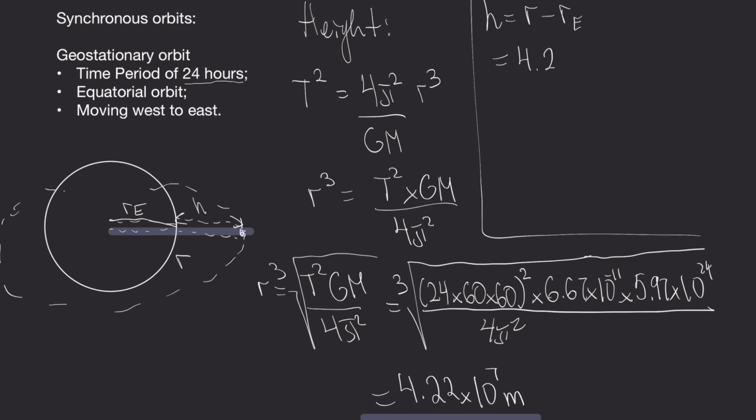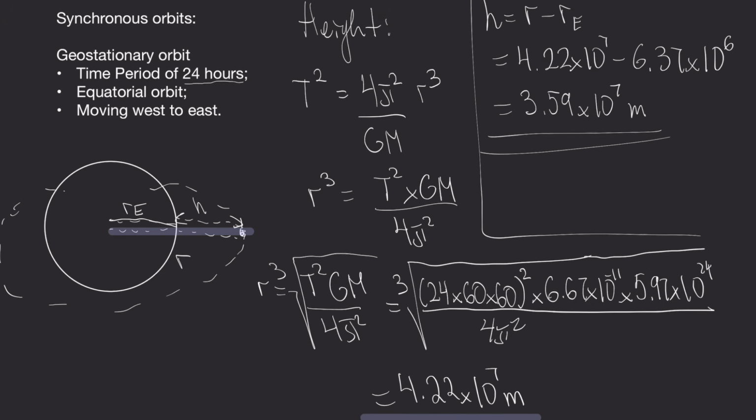So we're going to get 4.22 times 10 to the power of 7, take away 6.37 multiplied by 10 to the power of 6, giving us around 3.59 or so, around 3.6 multiplied by 10 to the power of 7 meters. So this is the height of a geostationary satellite above the surface of the Earth.